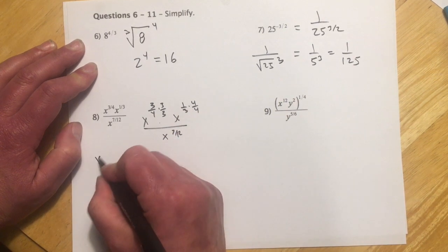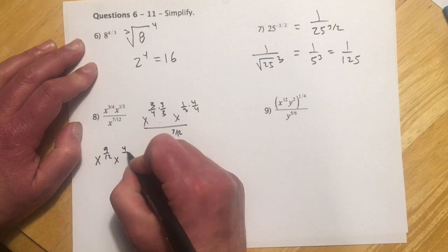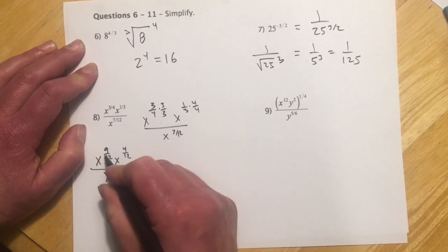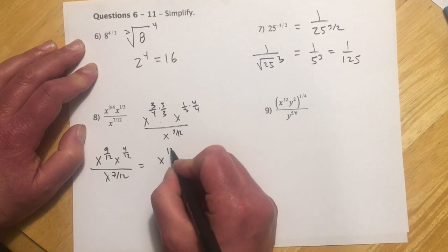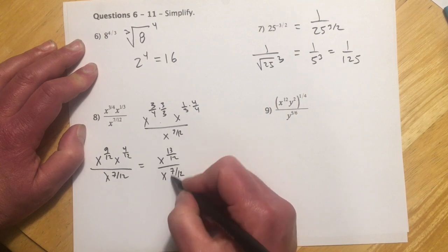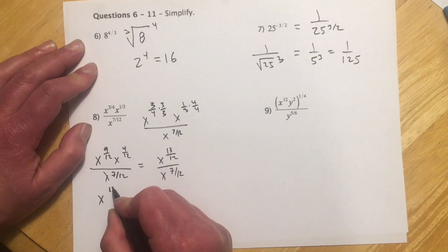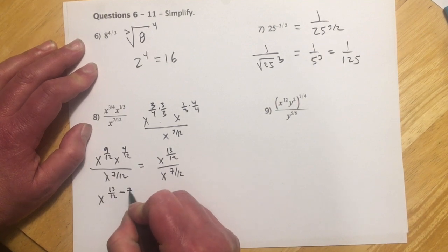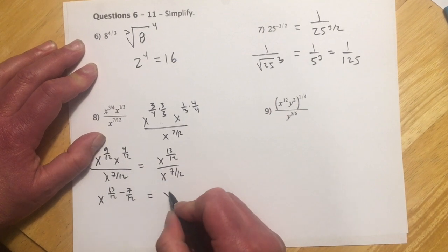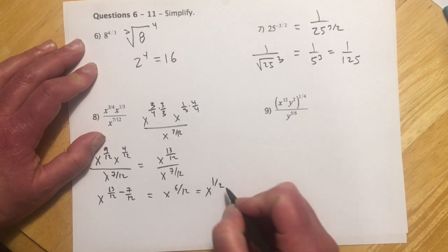So that's going to make x to the 9/12, x to the 4/12, and x to the 7/12. Combining the numerator, I get x to the 13/12 over x to the 7/12, and then this is division, so we subtract. So x to the 13/12 minus 7/12, and 13 minus 7 will be 6, so that's x to the 6/12, and then finally x to the 1/2.